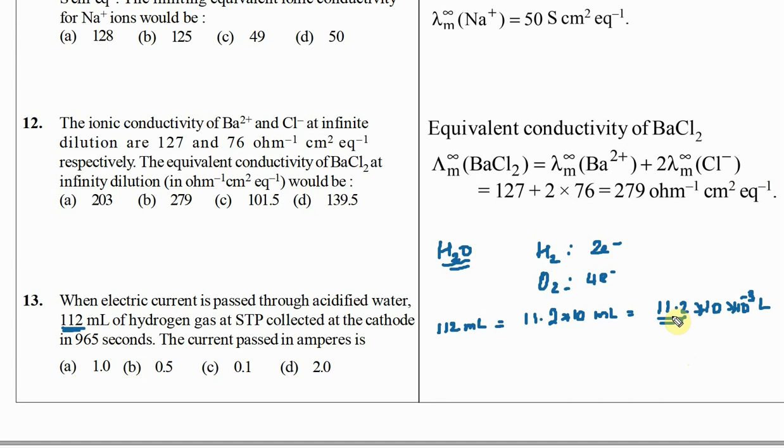Correct? 22.4 is 1 mole, 11.2 is half a mole, half times 10 is 5. So this is 5, corresponds to 5 millimoles. Now 5 millimoles, I know that hydrogen corresponds to twice the amount of electrons. So 5 millimoles is 10 millimoles electron. I know millimoles electron, moles electron equals, which I just calculated. We can say 10 times 10 power minus 3 equals IT over F. You can calculate your I. Should come to 1.